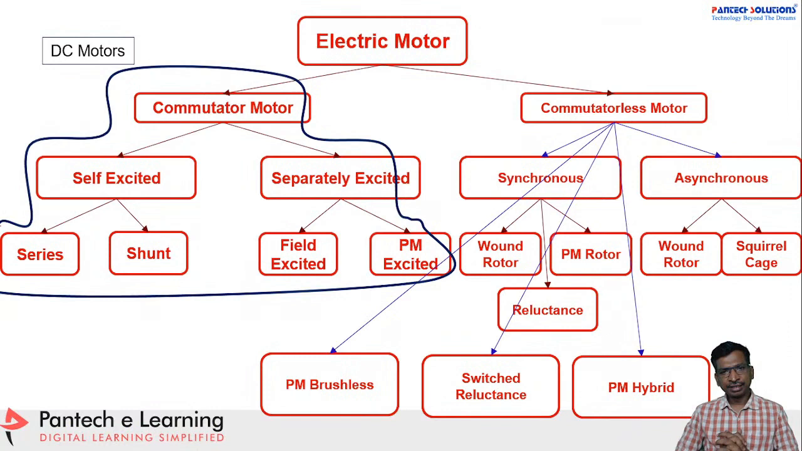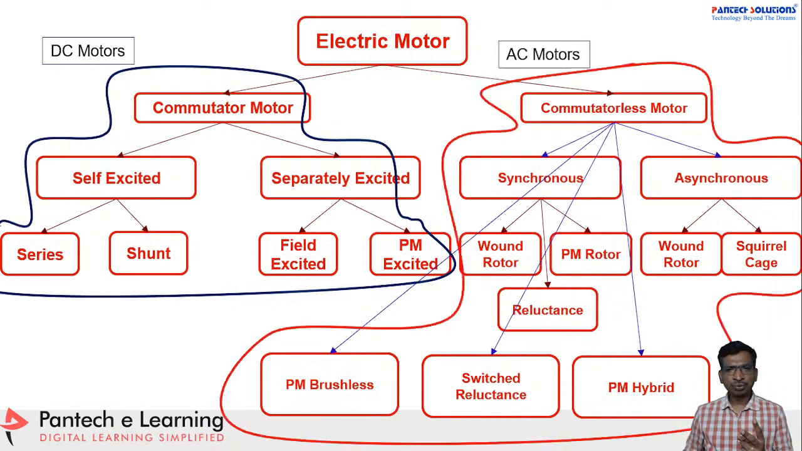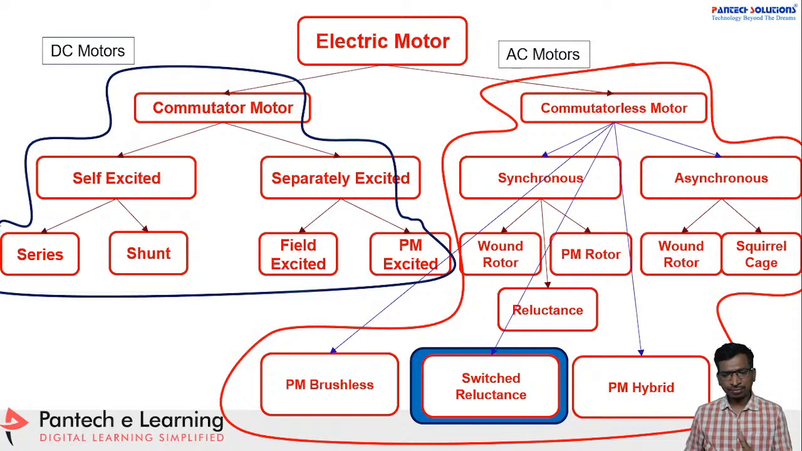If you take electrical motors, there are two types. One is the DC motor, or commutator motor, and the other is the AC motor, or commutator-less motor. This motor comes under the commutator-less motors: the switched reluctance motor.